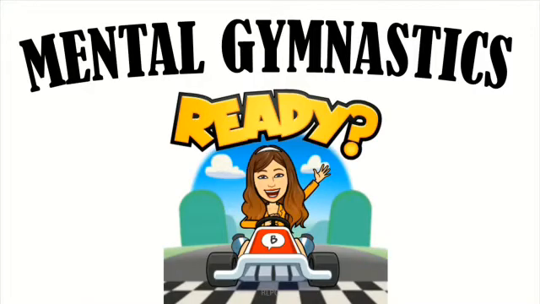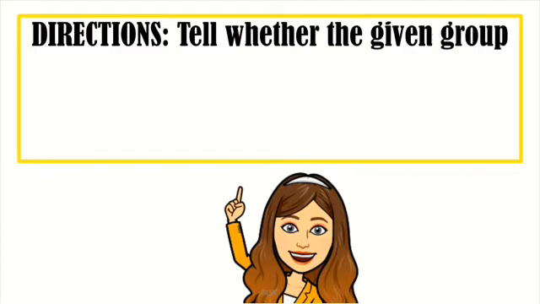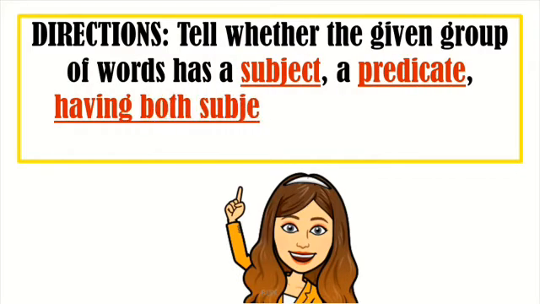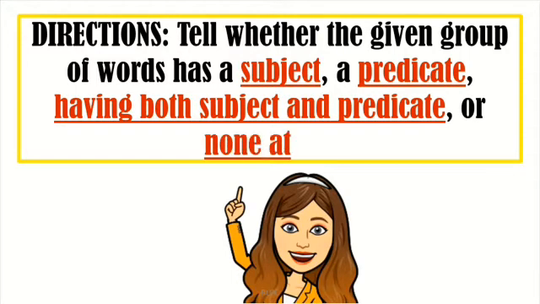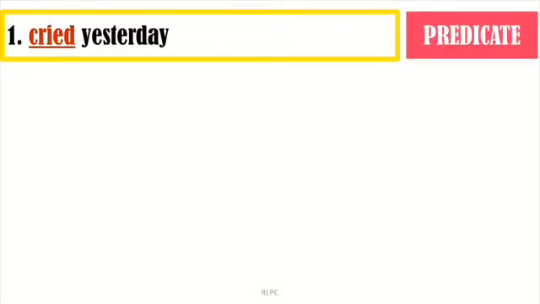Let's do this activity. What I want you to do is tell whether the given group of words has a subject, a predicate, both subject and predicate, or none at all. Number 1. Cried yesterday. So what do we have there? Do we have a subject or predicate? We have a predicate. That is cried.